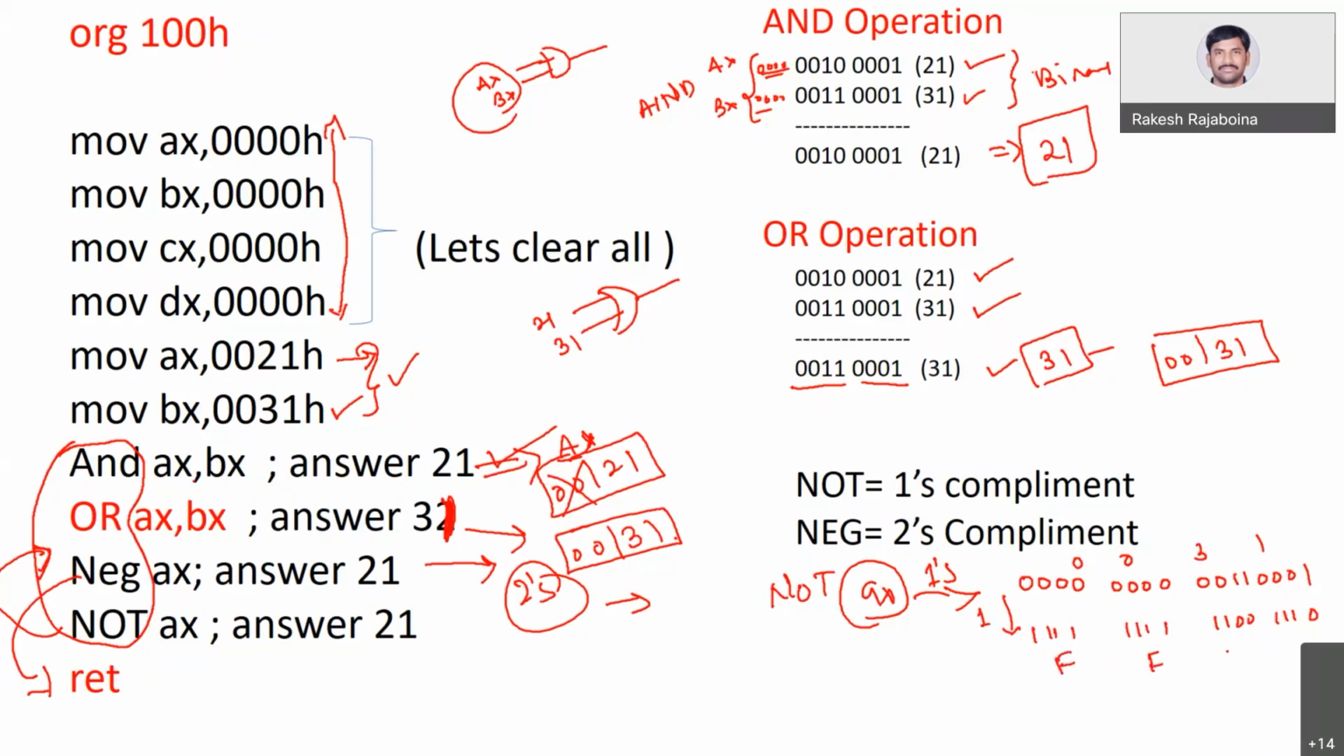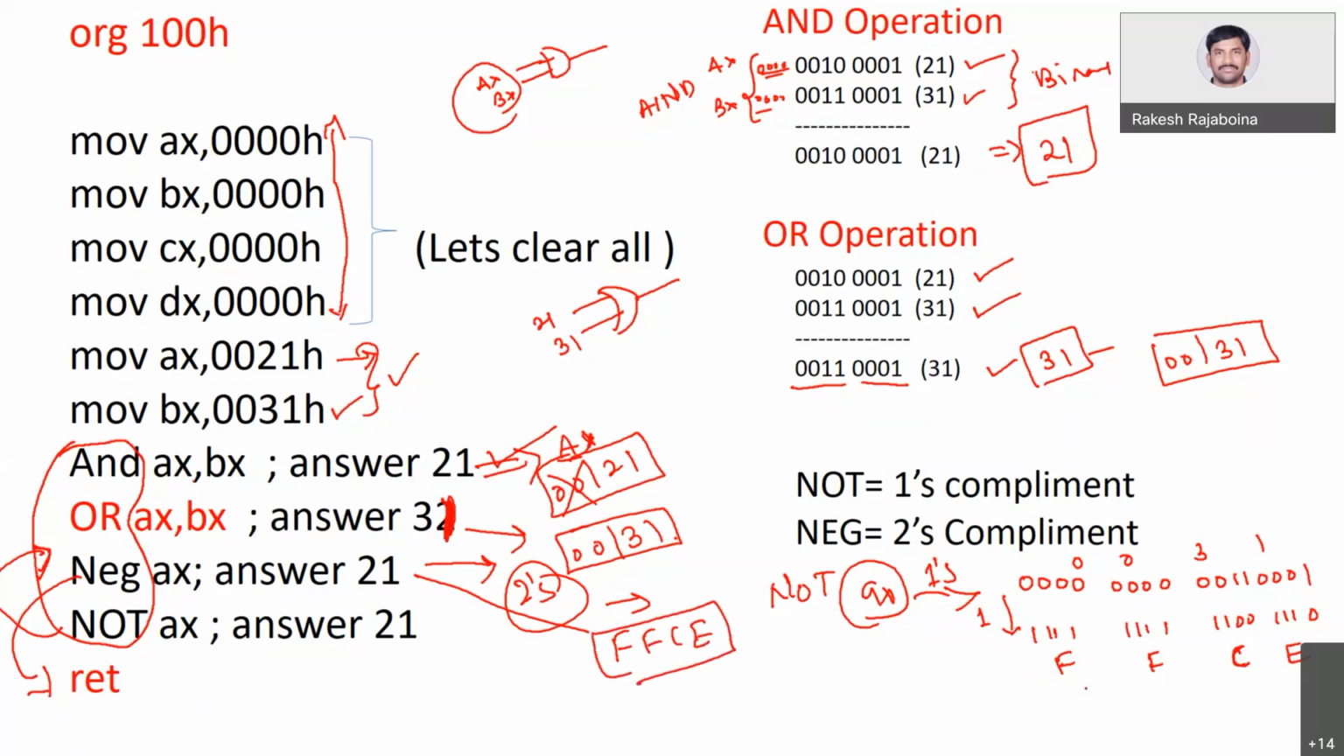F. Then what is the 1100? 8. 1100 is 8. Sorry, 9. C, right? C, sir. C. Then E, right? Yes, sir. So that means after the OR operation, if you do the NOT operation, you are going to get a result of FFCE.